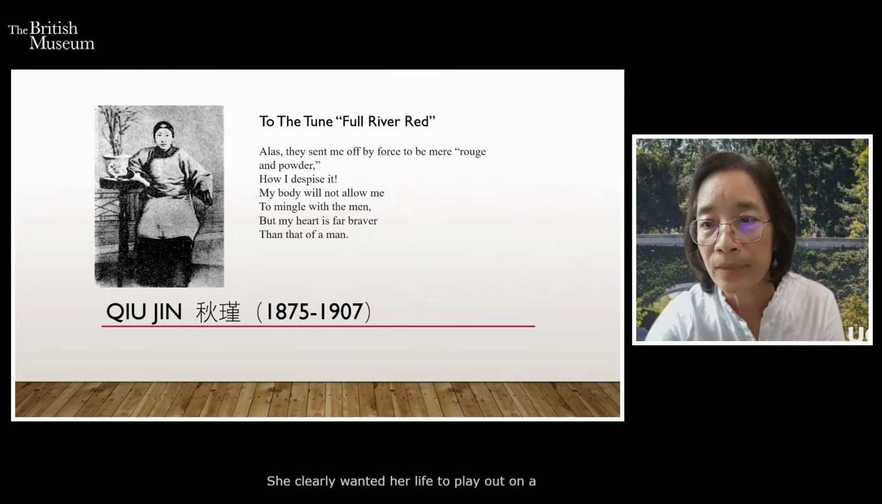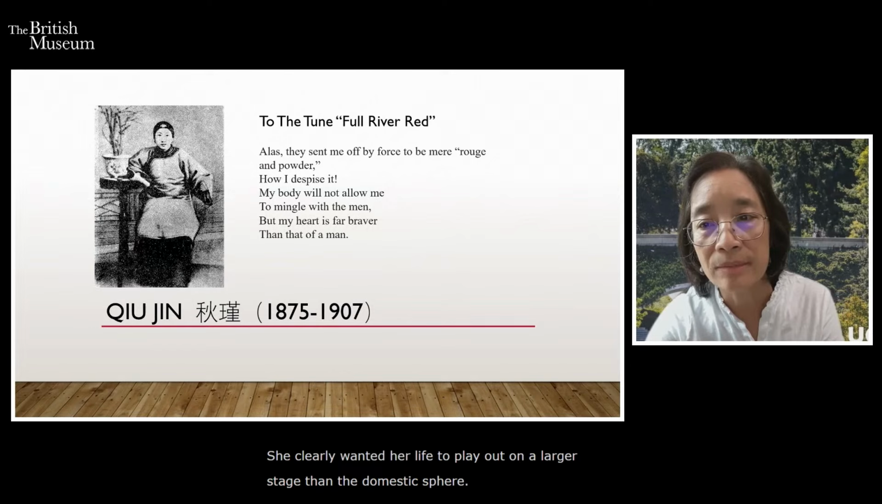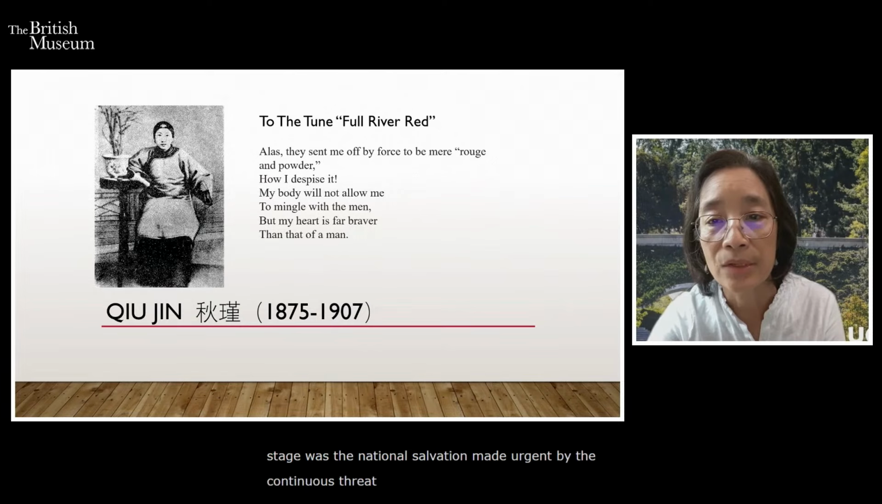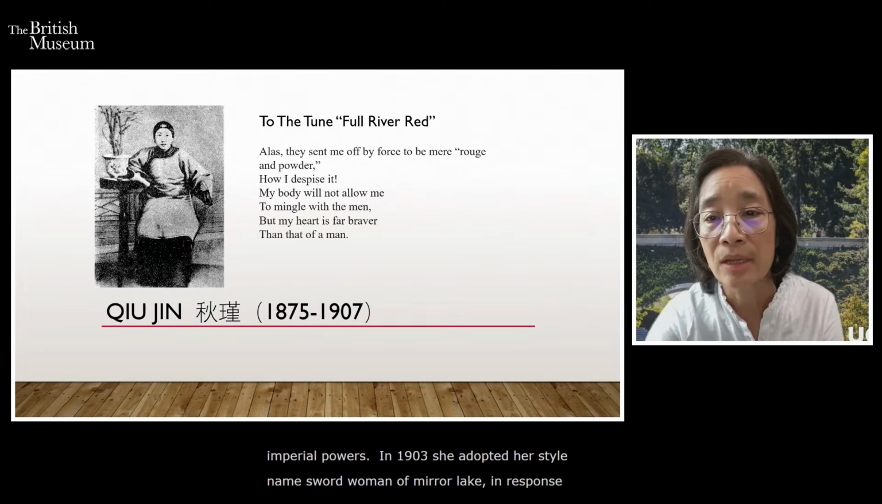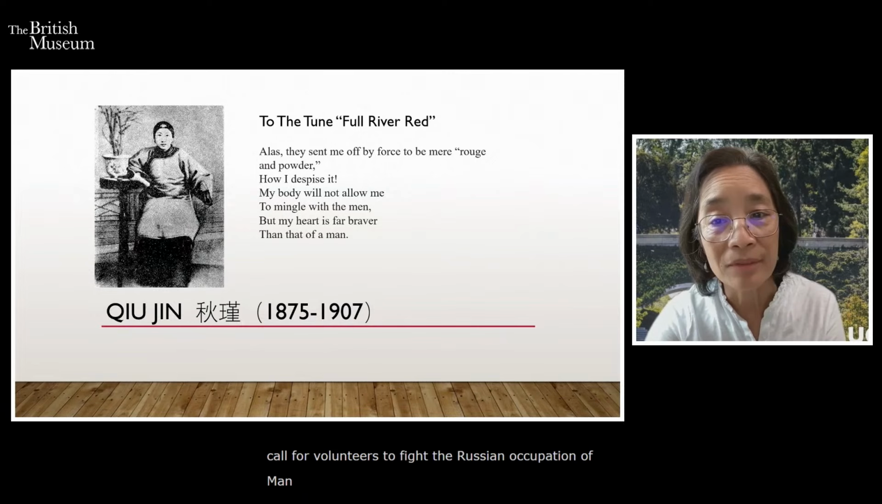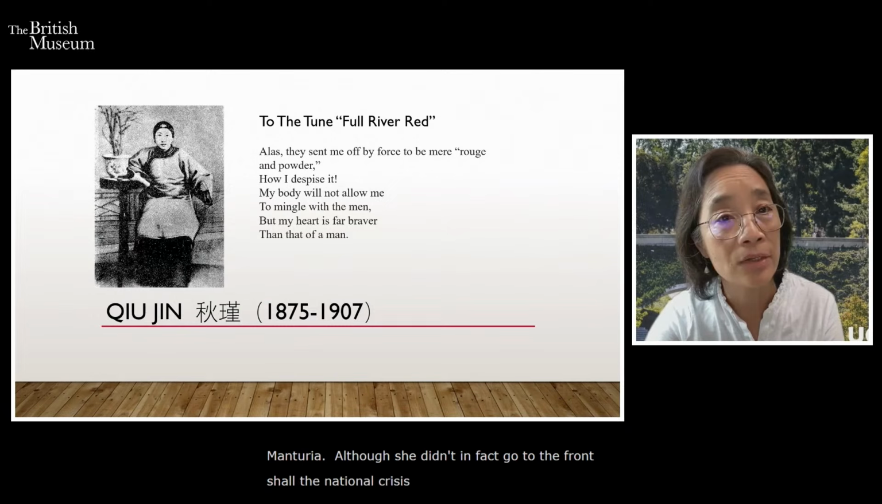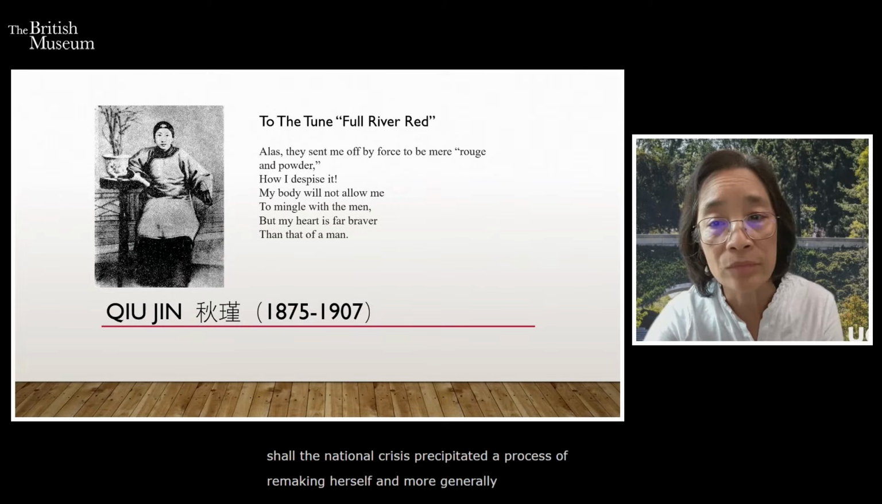So in the late Qing, that larger stage was national salvation, made urgent by the continuous threat of China's partition by Western imperial powers. In 1903, she adopted her style name, Swordswoman of Mirror Lake, in response to the call for volunteers to fight the Russian occupation of Manchuria. Although she didn't in fact go to the front, the national crisis precipitated a process of remaking herself and more generally, a reconceptualization of women's role in history.